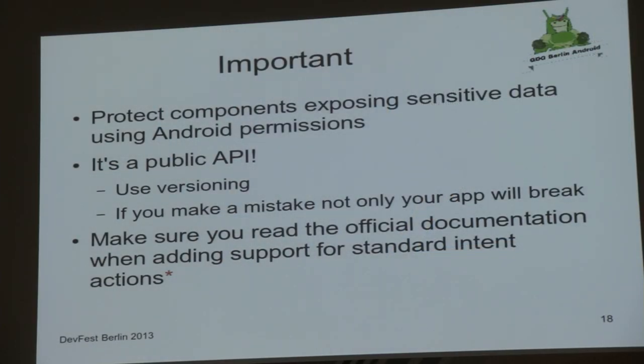And a special pet peeve of mine, if you implement support for some kind of intent action, for example when you want to send an email, be sure to read the official documentation to know what extras are supported, for example additional recipients, so the CC or the BCC field or stuff like that. There's a lot of bad advice on Stack Overflow, and just because it works in Gmail doesn't mean it's implemented according to the specification. So yeah, please look up how it's done correctly.